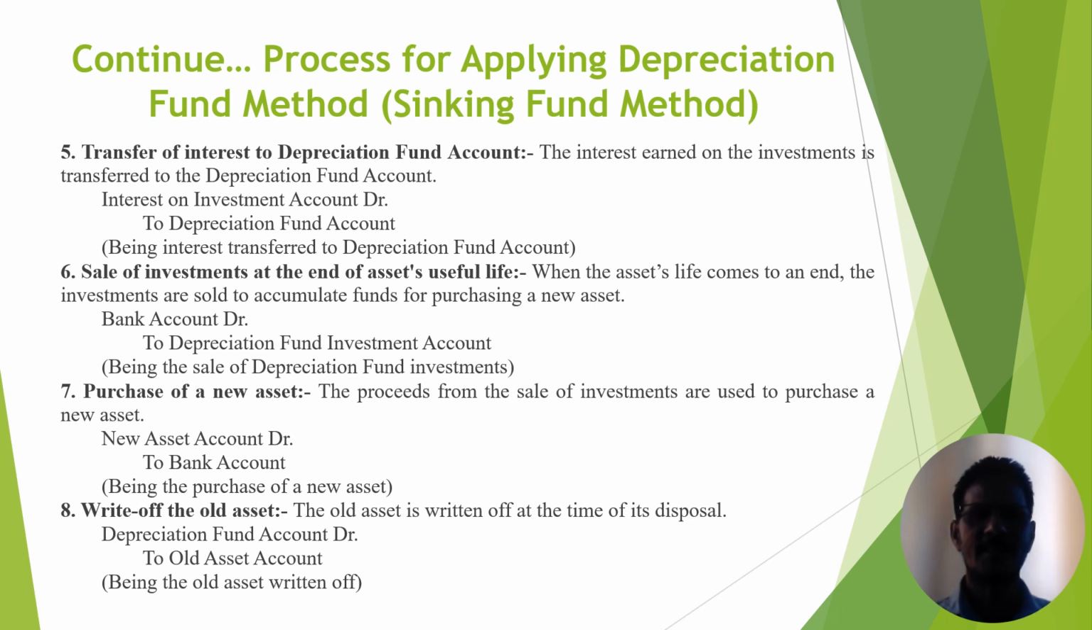Now, then the last journal entry: write off the old assets. We have these old assets in the balance sheet, and we have to write them off. For this, depreciation fund account debit to old assets account. Then after this exercise, after the useful life, we can show new assets in our balance sheet at the new amount. This is all about the depreciation fund method or sinking fund method.